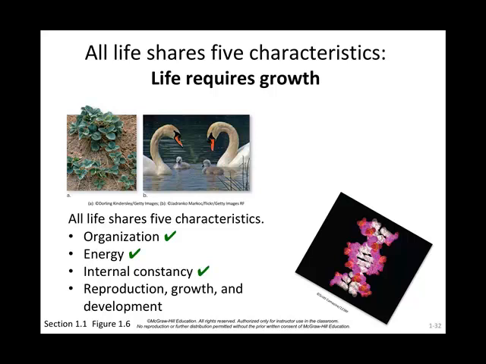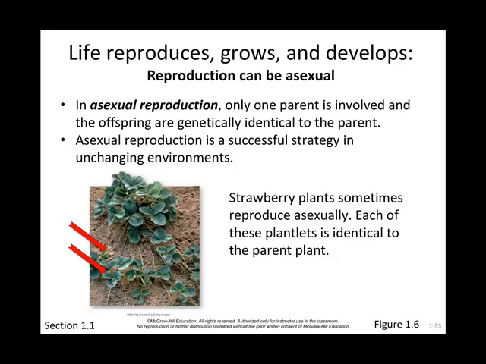The next characteristic of life is reproduction, growth, and development. There are two kinds of reproduction: asexual or sexual reproduction. In asexual reproduction, the offspring only has one parent, and this offspring is genetically identical to that parent. It's basically a clone of the parent.